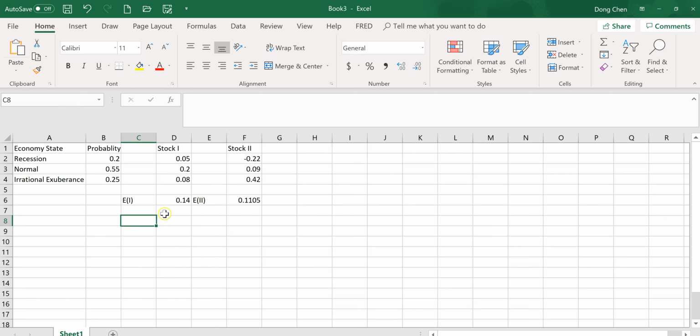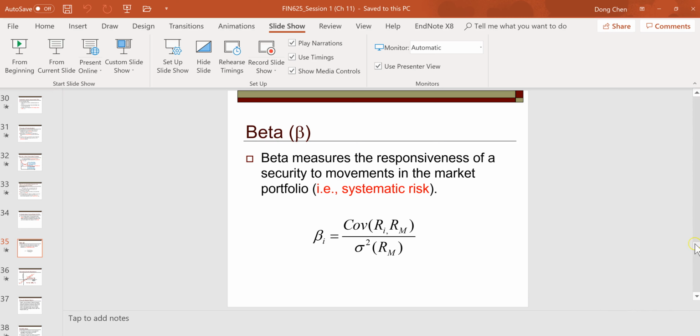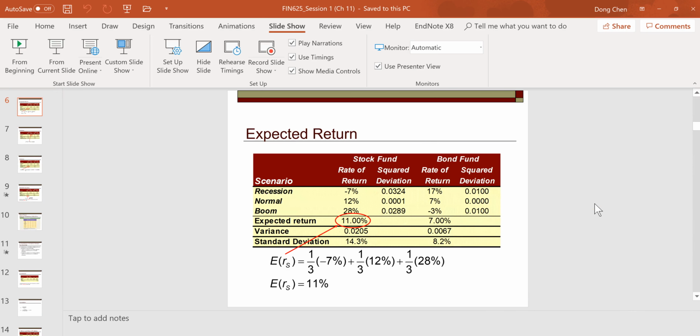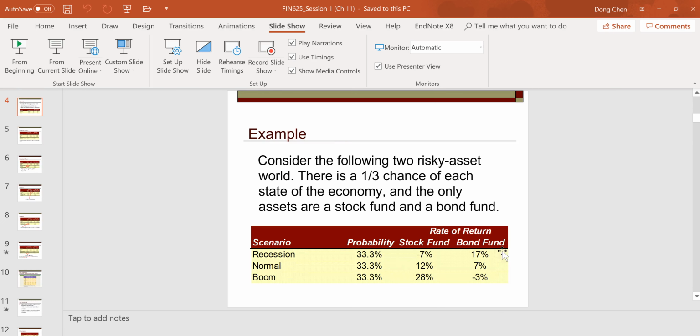And given the expected return, now we can calculate the standard deviation. So standard deviation is the square root. If we go to my lecture slides, standard deviation is the square root of the weighted average of the squared deviation of the return from the expected return. And the weight is again the probability of different economy states.